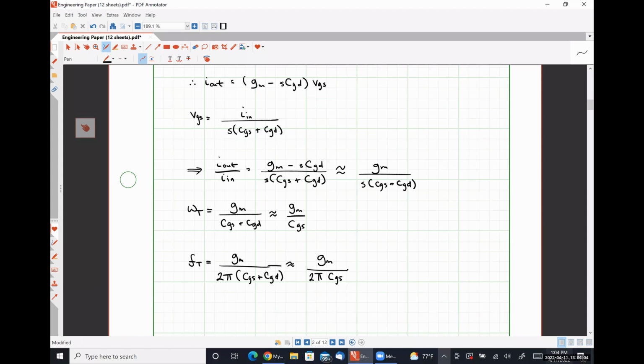All right, so we have developed our high frequency models for both BJTs and MOSFETs. So this is where our unity gain frequency for an amplifier would occur, at this specific frequency. Well, so this is where the short circuit, let me rephrase that. This is where the short circuit current gain goes to 1.